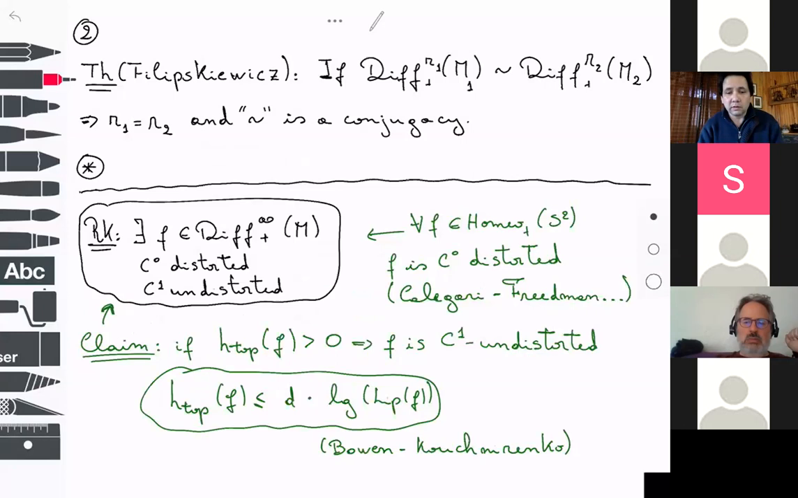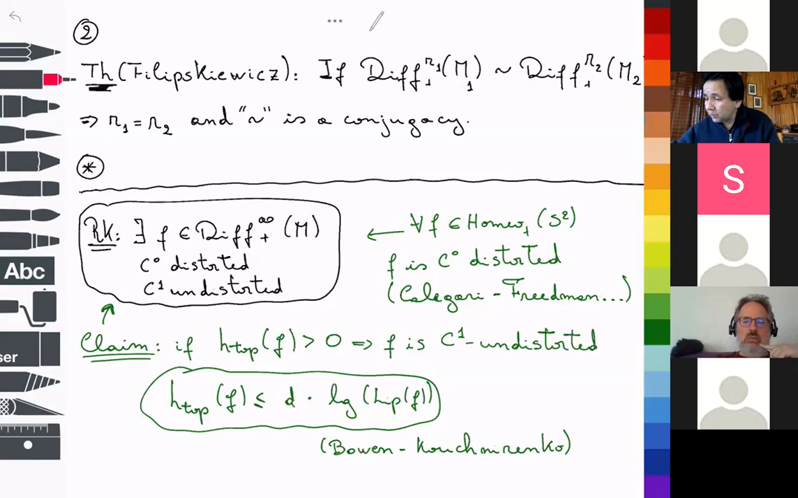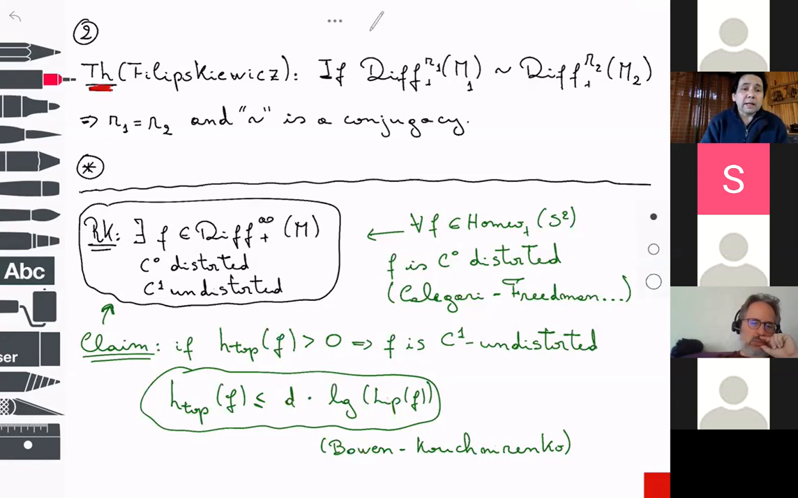And this is another source of inspiration for this question. It's a classical theorem by Philippe Kiedix from the 80s, who proved that if you take the group of diffeomorphisms of a manifold, a compact manifold at least, then this group actually characterizes the manifold. So the statement is, if you take two manifolds, M1 and M2, and if you have an abstract isomorphism between the groups of diffeomorphisms, actually the two manifolds are the same.